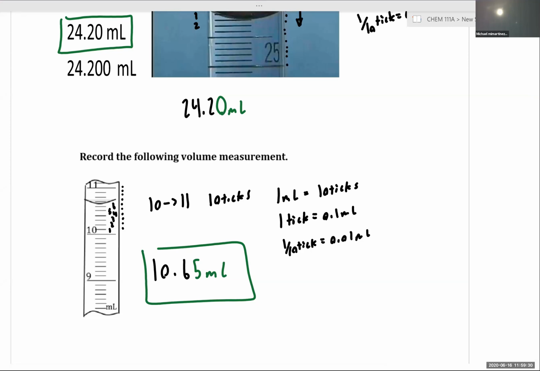You can also report it as 10.68, 10.66. All of those are valid answers, as long as you're reporting the correct total number of sig figs and clearly reporting your estimated digit. Any question on this example?